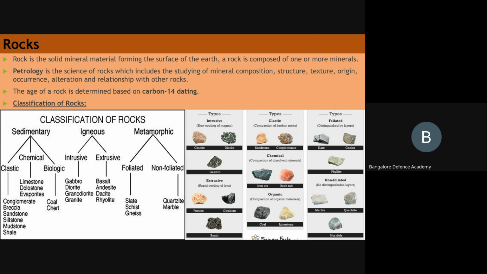The next one is called chemical, because of chemical reactions the sedimentary rock is formed. And the next can be of biological reaction. It can be formed that way. So what are the sedimentary rocks which are formed because of the mechanical properties?